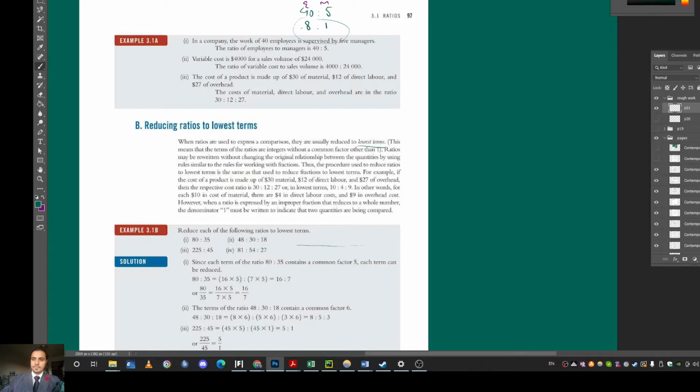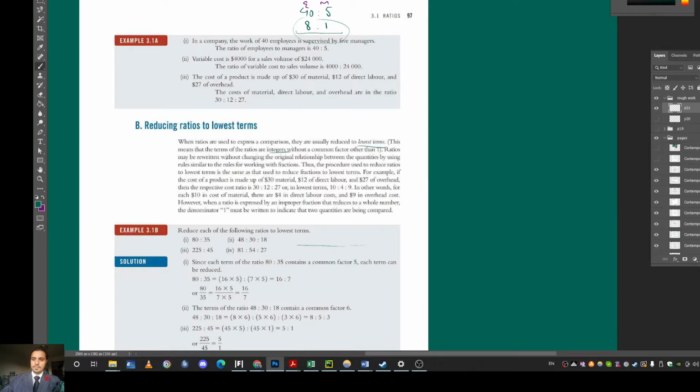Now I can't simplify it, because they're both, it says right here, integers. Integers are basically whole numbers, positive and negative, including 0, without a common factor other than 1. So there's nothing else that completely divides 8 and 1 except for 1 itself. They don't have any other common factor, so this is the lowest terms in which I can write it.